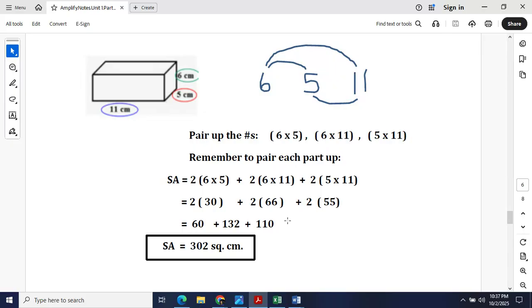So what I was saying is, let's say you had those little tiny squares and each one counted as 1 square centimeter. I would need 302 little squares just to wrap, let's say, this present up.